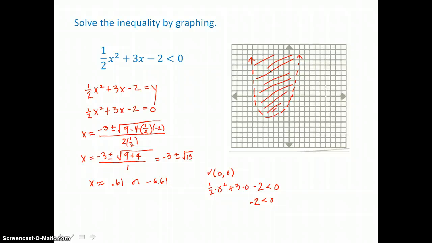And now the solution to this inequality in one variable is found along the x-axis. Since equals is not part of the inequality, we're going to have empty circles at those x-intercepts, and the values between the x-intercepts satisfy the quadratic inequality in one unknown. So this solution is x is greater than -6.61 and x is less than 0.61.